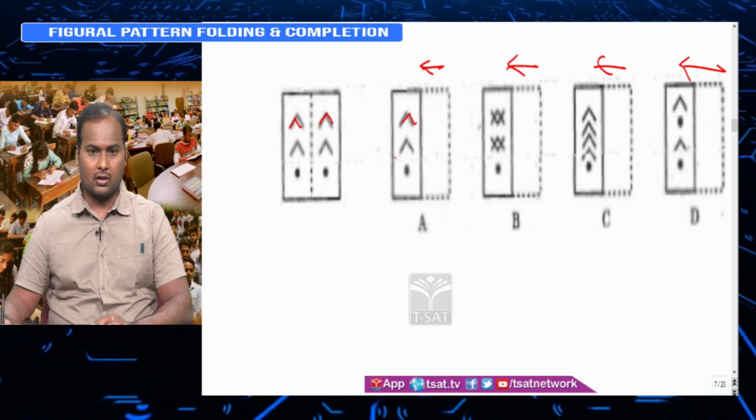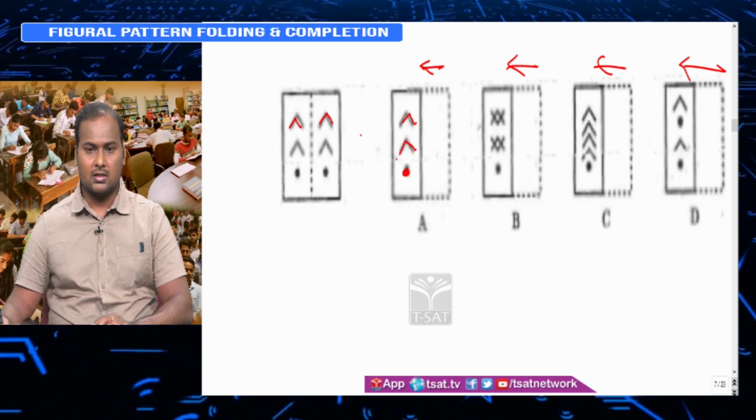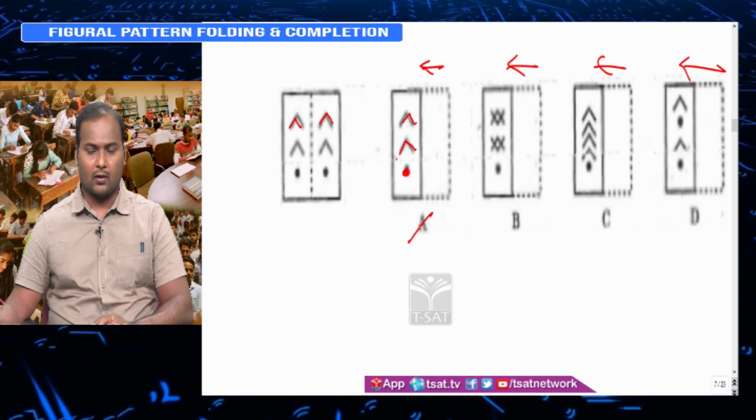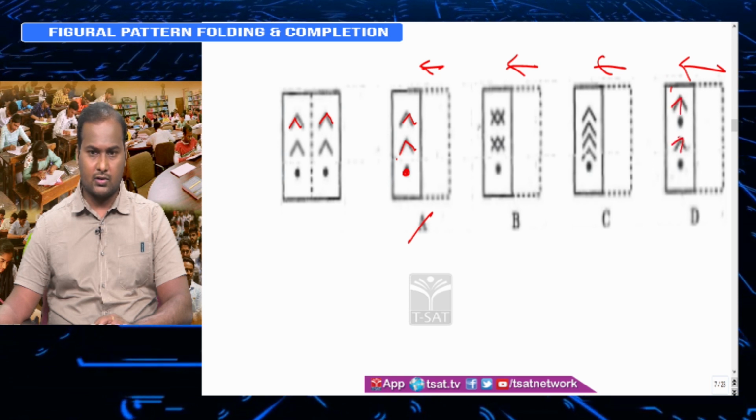So here both are overlapping on the same image. The dot is also overlapping on the same image. So your answer is directly option A. You see that option D. So here is one line, here is one line, which is not possible.